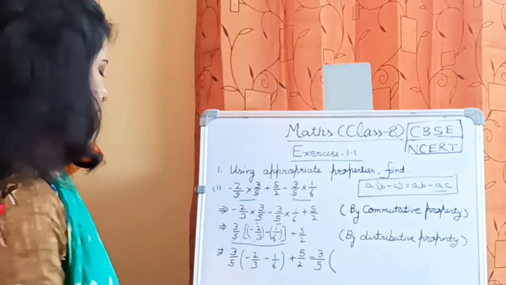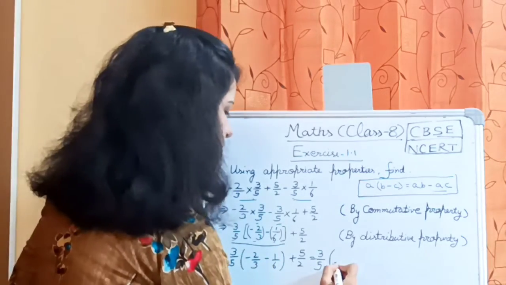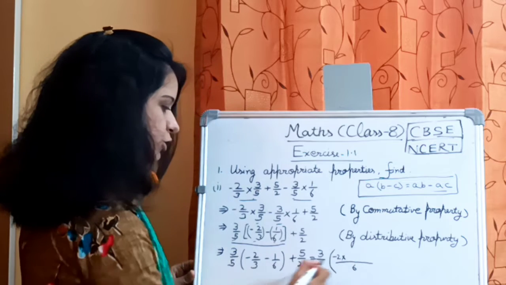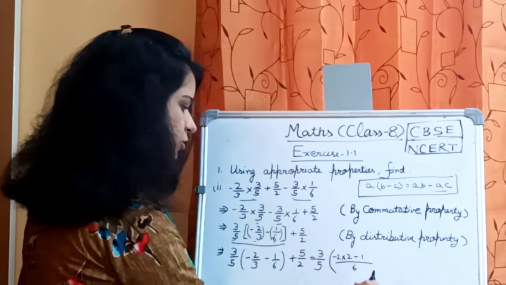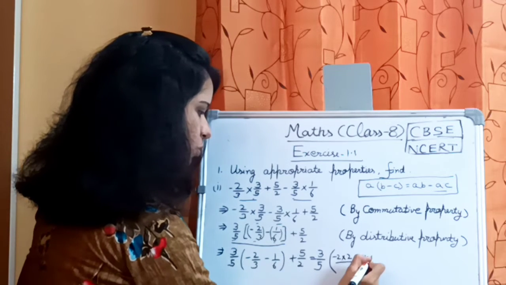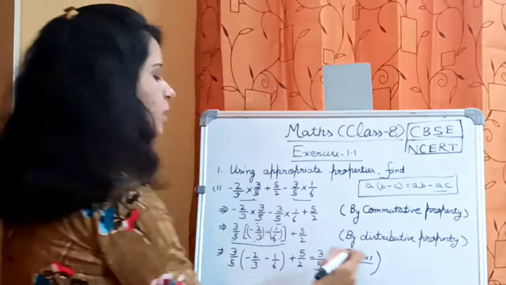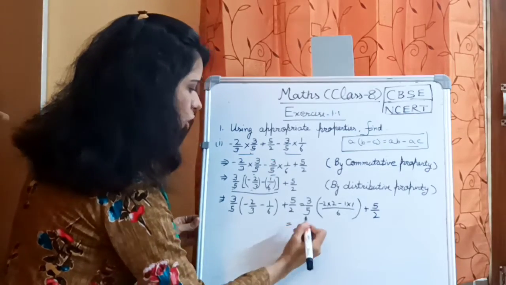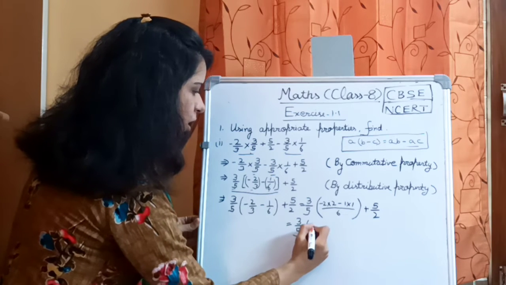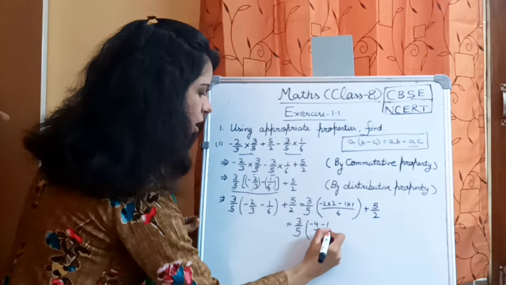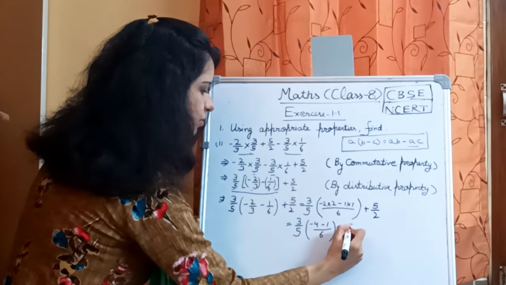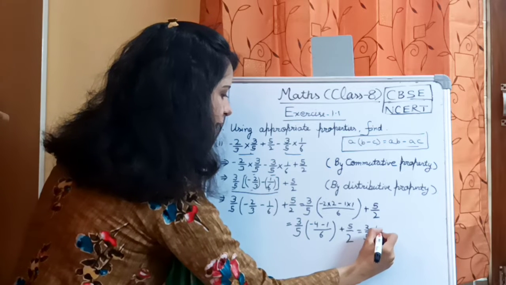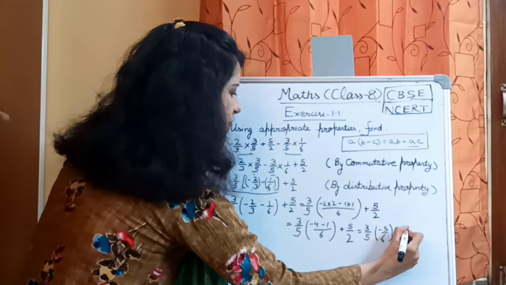Okay. Now we'll solve the terms within bracket. Okay. Take the LCM of denominators, which is 6, and minus 2 multiplied by 3 is minus 6. Okay. We'll write numerator as it is, and 6 ones are 6. So we'll write 1 here. Okay. And plus 5 upon 2. Okay. Now just solve it. 3 upon 5 multiplied by minus 4 minus 1 upon 6 plus 5 upon 2. 3 upon 5, here we'll get minus 5 upon 6 plus 5 upon 2.